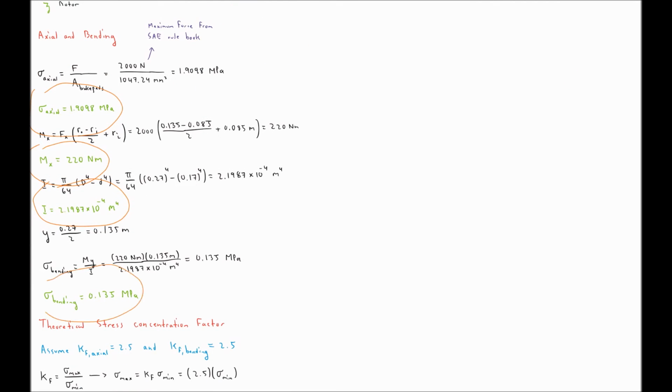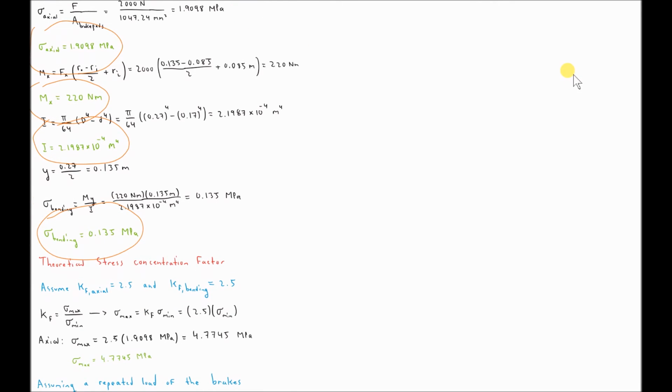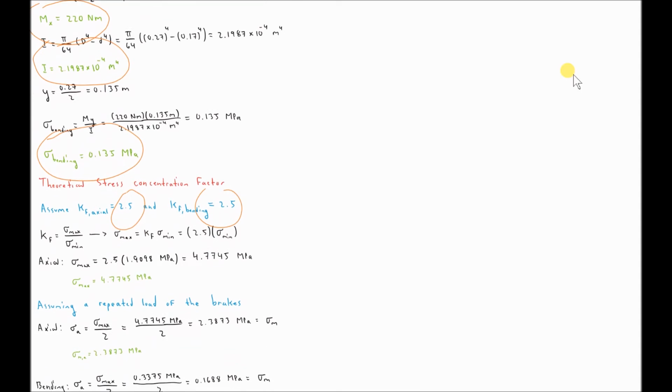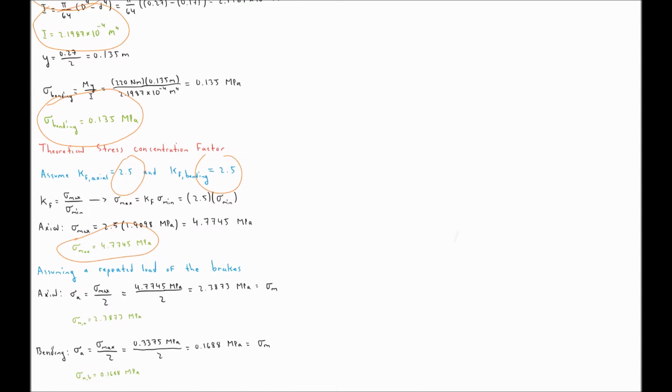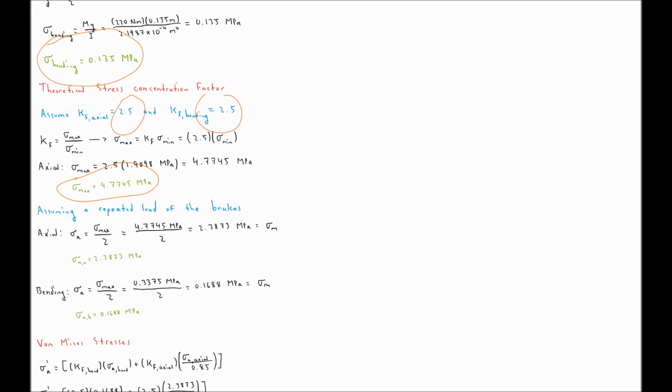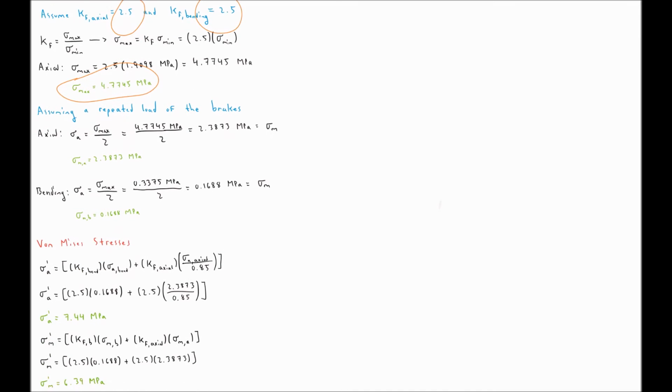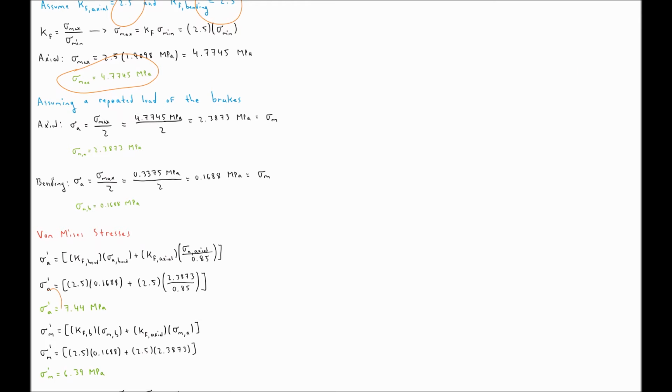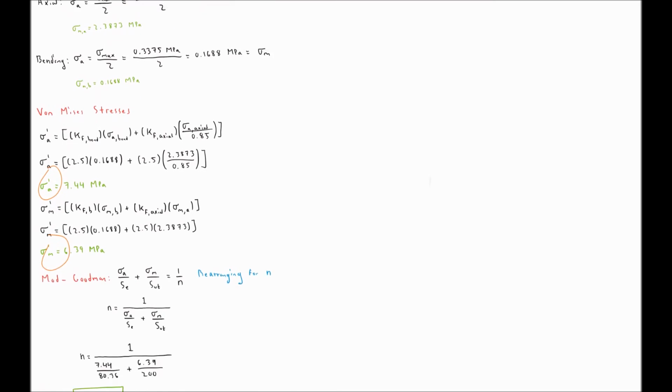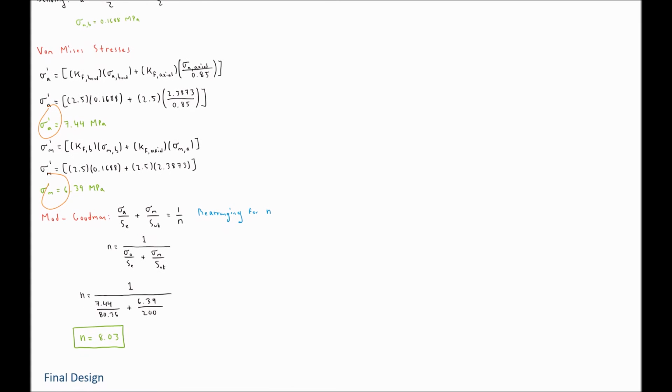Here's the bending stress. Assuming a stress concentration factor of 2.5 for both axial and bending, we were able to calculate the maximum stress, as well as the alternating and the mean stress based on von Mises stress. By using the modified Goodman criterion, we were able to calculate the factor of safety. This is a good representation because this theory entails the alternating stress, the mean, the endurance stress, and the ultimate tensile stress of the material being used.